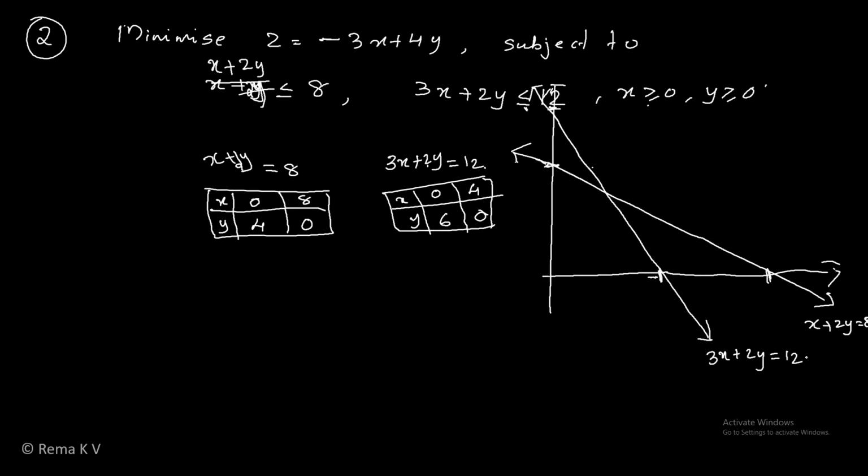Now you have to find out the feasible region. That means the common region for all these constraints. X greater than or equal to 0, y greater than or equal to 0. So that must be in the first quadrant. And which half plane here? The lower half plane or upper half plane? Which part is to be shaded here?